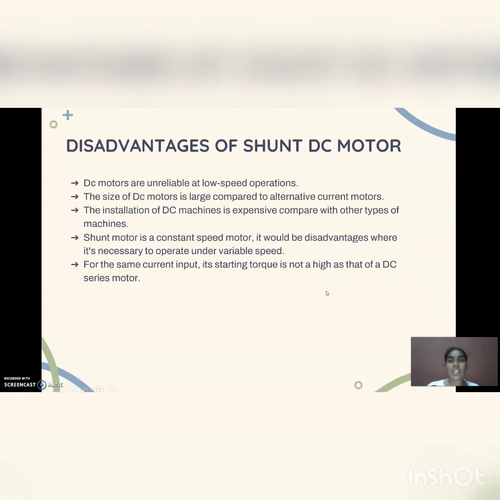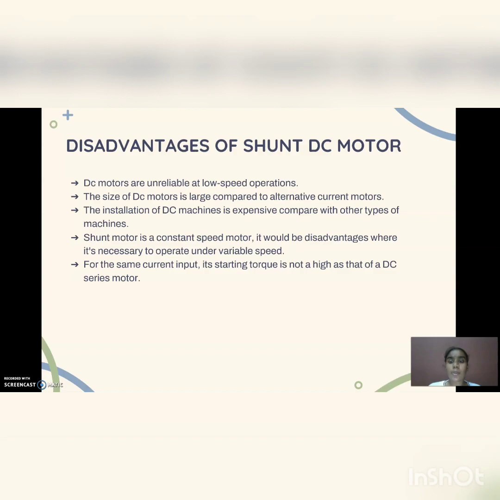The disadvantages of shunt DC motors are that they are unreliable at low speed operation, they are large compared to alternating current motors, and the installation of DC machines is expensive compared with other types of machines.